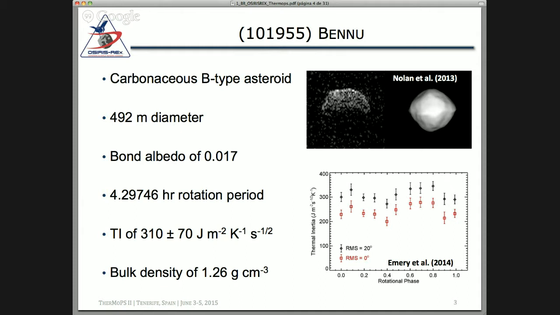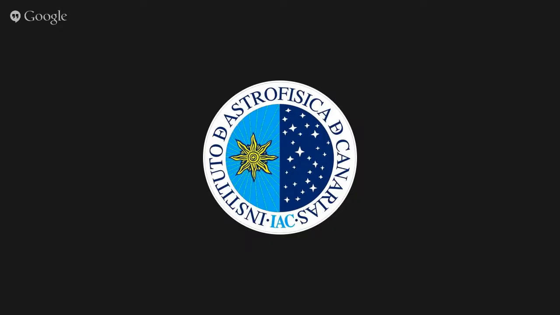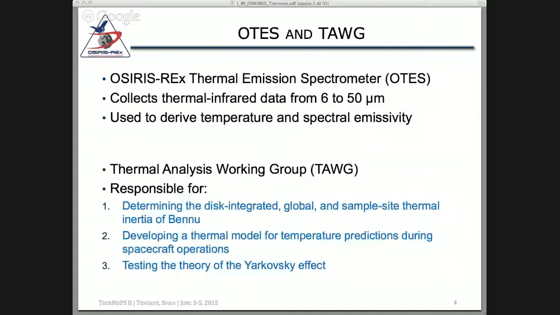So aboard OSIRIS-REx, there's the OSIRIS-REx Thermal Emission Spectrometer, called OTES, which collects thermal data from 6 to 50 microns. It will be used to derive temperature and spectral emissivity across the asteroid surface at relatively high spatial resolution.